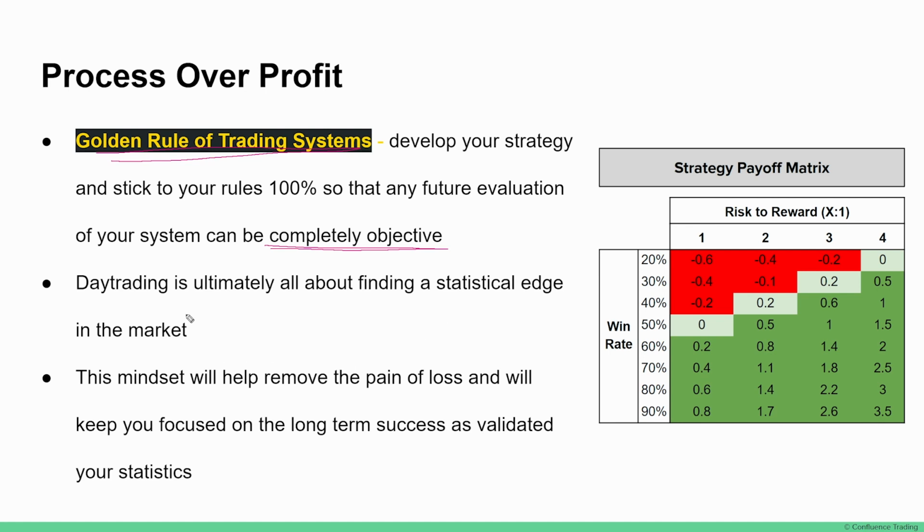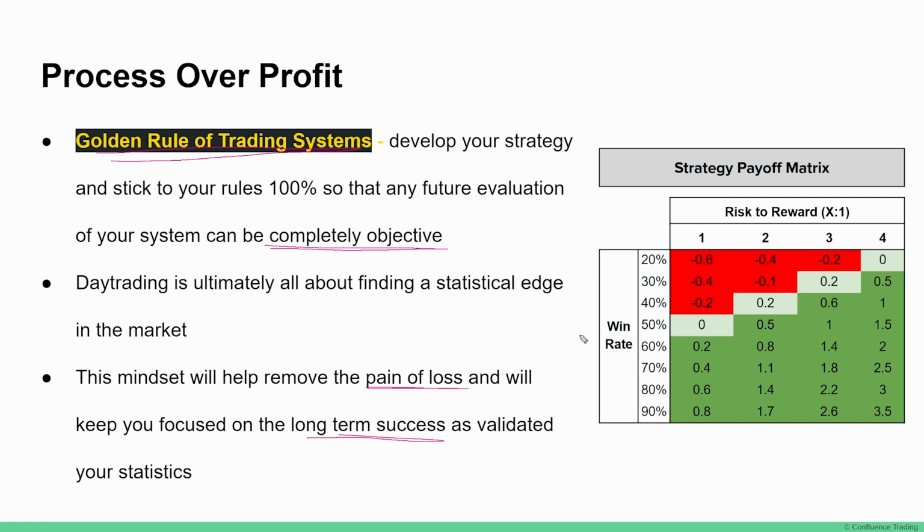And operating in this mindset allows you to really remove the pain of loss. Because if you have a system and you've stayed on track in terms of following your rules every single trade, then you can focus on the long-term success as validated by your statistics. You can say, hey, this trade didn't work out, and that's fine because I know my system has a 55% win rate and I followed my system, and so I'm not going to win every single time. It becomes this objective kind of shield or layer that you can put in front of your psychology.